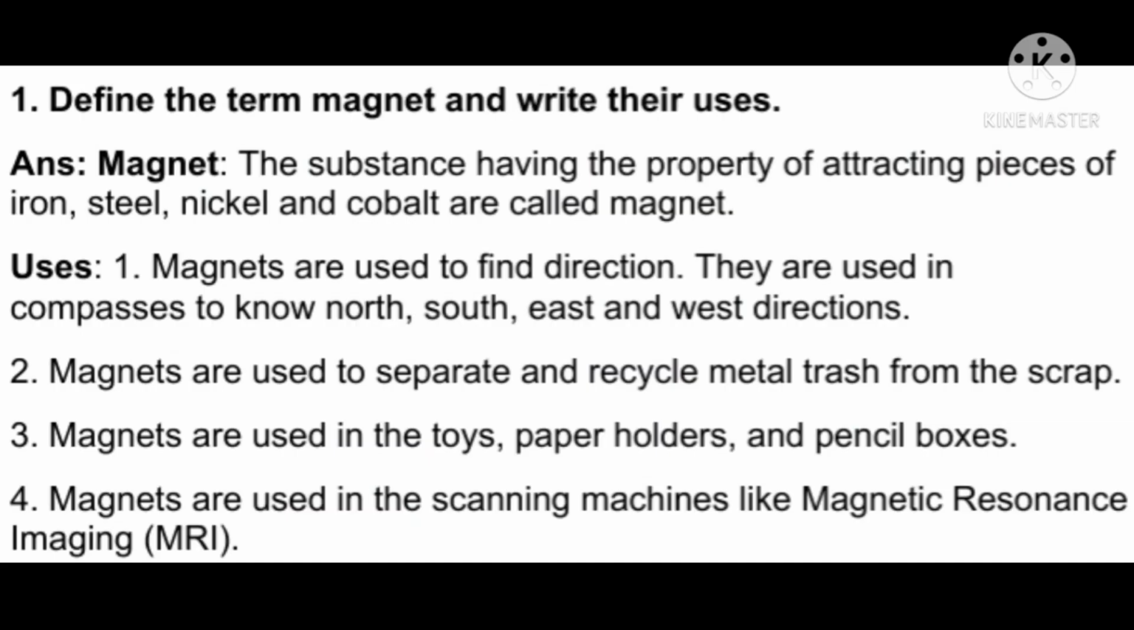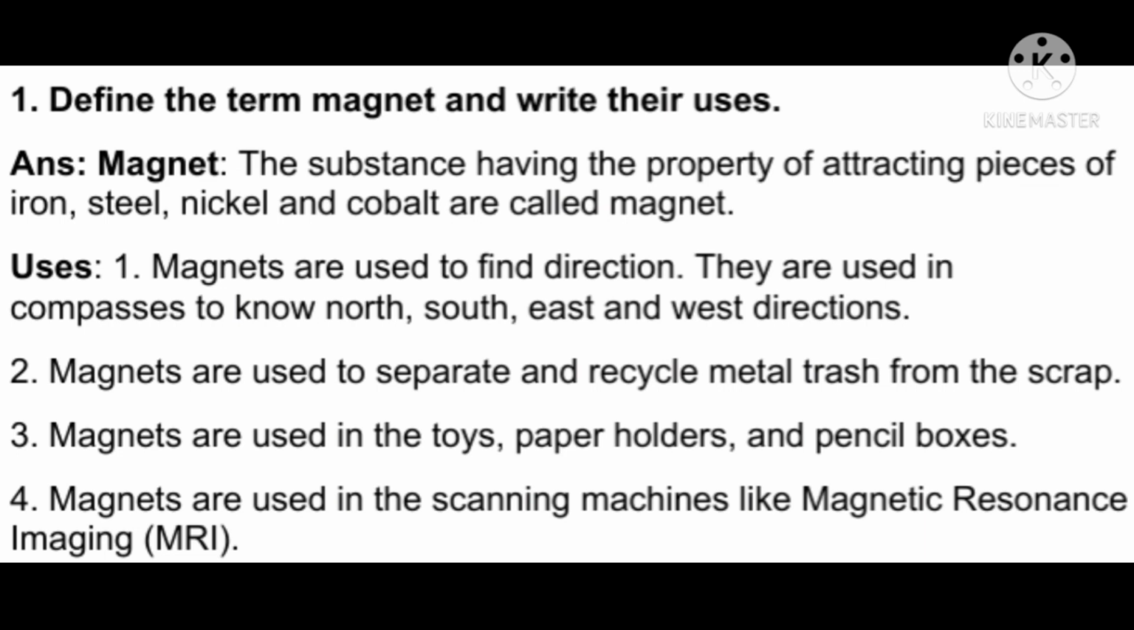Next, we are going to see question and answer. Define the term magnet and write their uses. Magnet: the substance having the property of attracting pieces of iron, steel, nickel and cobalt is called a magnet.